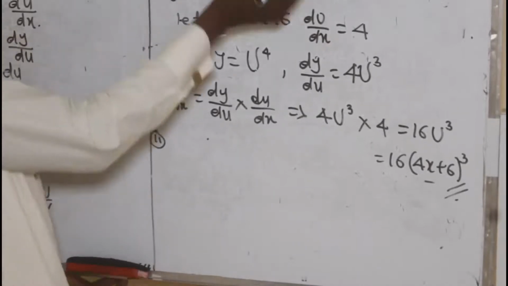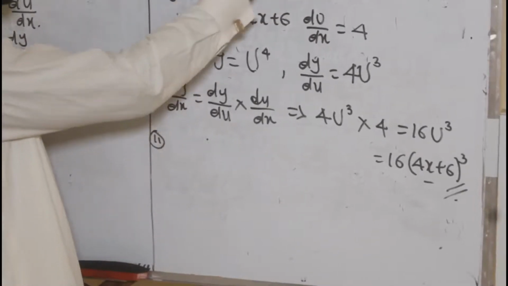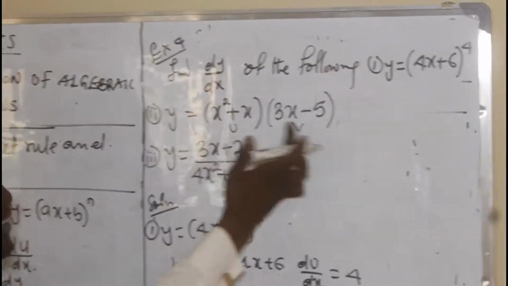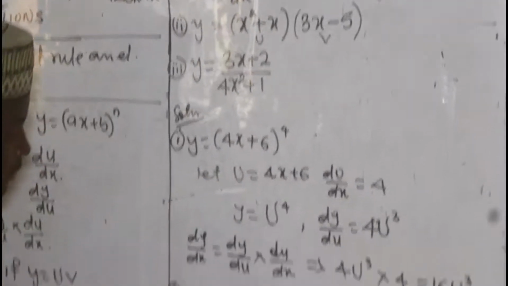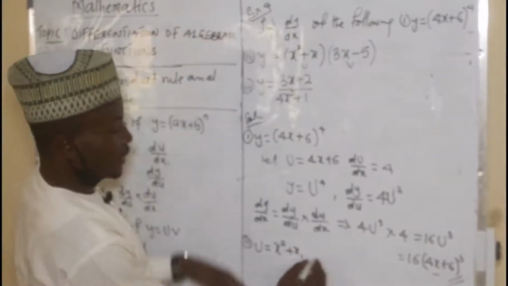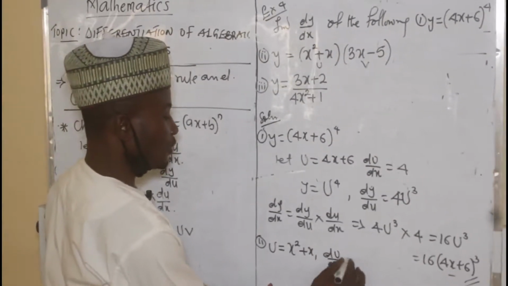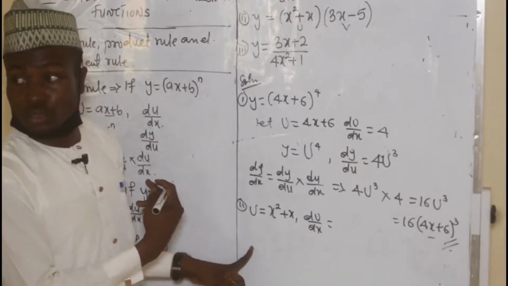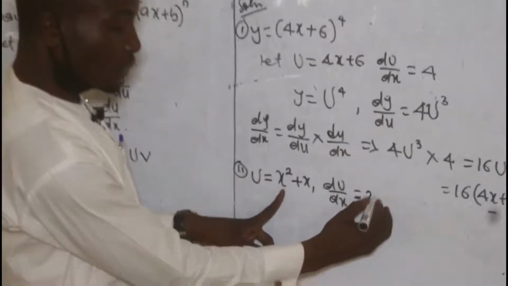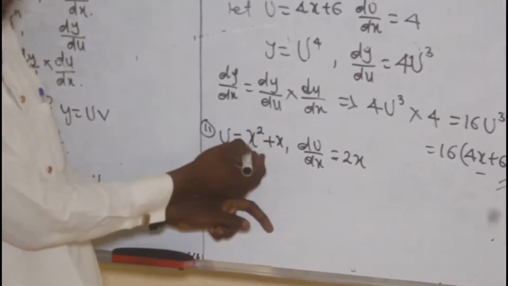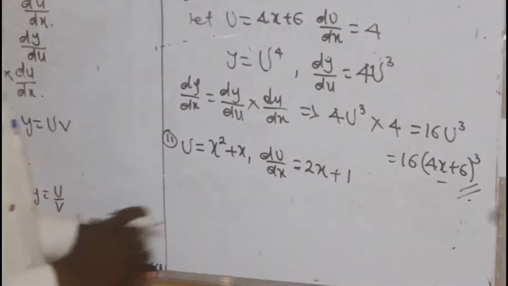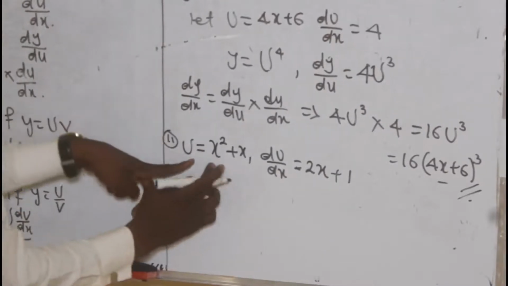So in that case, what is our u, what is our v? The first one is u, the second one is v. Class, are we together? So what is my u? Our u is x squared plus x. Then we can now find our du dx and keep it, because we need it in the formula. Differentiation of x squared is 2x, then plus differentiation of x is 1. Is that clear? So this is our u and this is du dx.